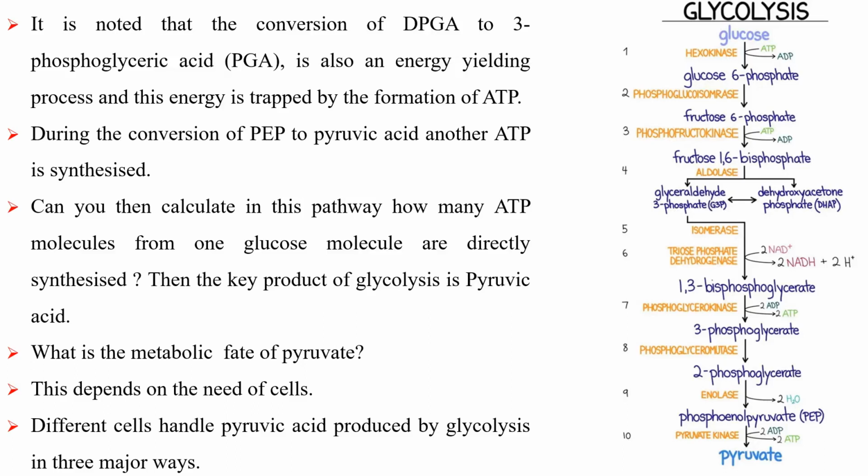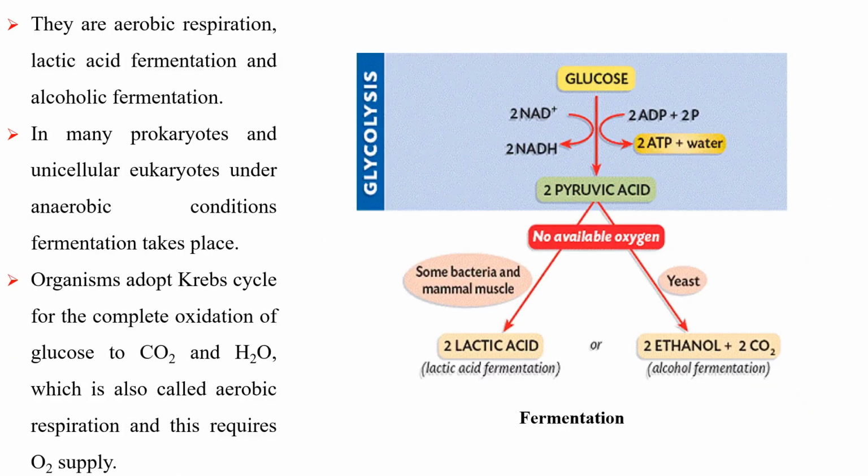What is the metabolic fate of pyruvate? This depends on the need of cells. Different cells handle pyruvic acid produced by glycolysis in three major ways. They are aerobic respiration, lactic acid fermentation, and alcoholic fermentation. In many prokaryotes and unicellular eukaryotes, under anaerobic condition, fermentation takes place. Organisms adopt the Krebs cycle for the complete oxidation of glucose to carbon dioxide and water, which is also called aerobic respiration, and this requires oxygen supply.